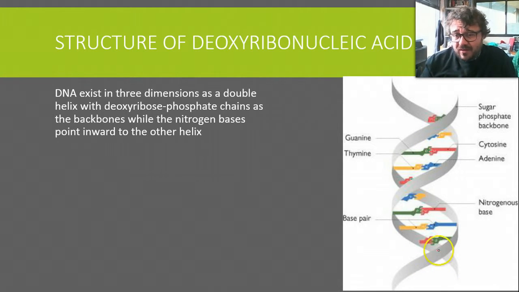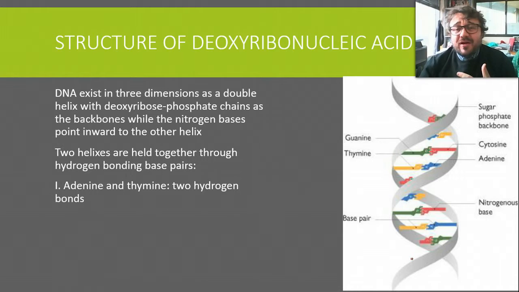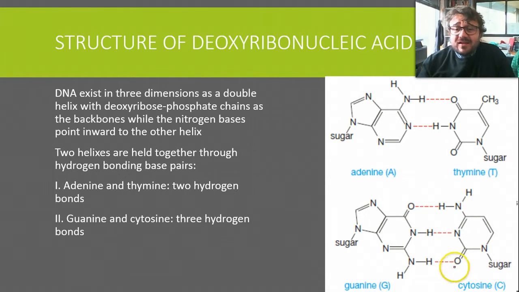So we have one helix going around, and we have another helix going around as well. The two helixes or helices are held together through hydrogen bonding on the base pairs. Now, once again, we've got that case where the hydrogen bonding seems to be one of the main types of bonding we do in chemistry at our level. The adenine and thymine, there'll be a picture of this in a second, are held together with two hydrogen bonds, and the guanine and cytosine are held together with three hydrogen bonds, and that looks like this.